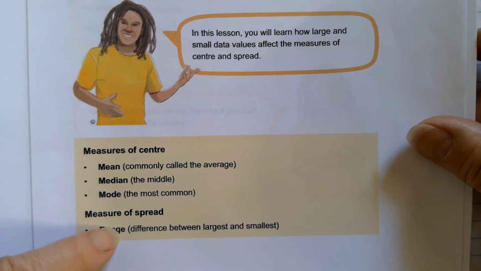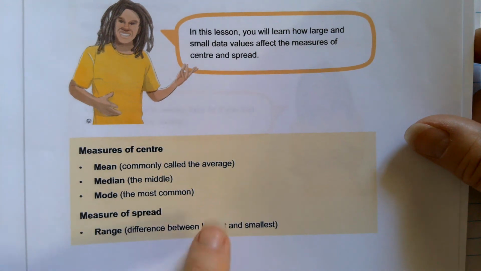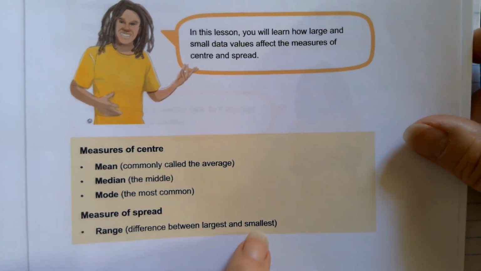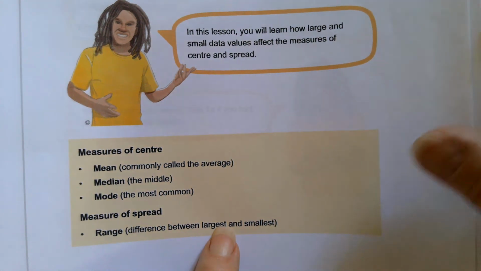We also look at the measure of spread called the range. So the range is the difference from the largest to the smallest. You find your largest and smallest and you subtract them. Let's have a practice of that.